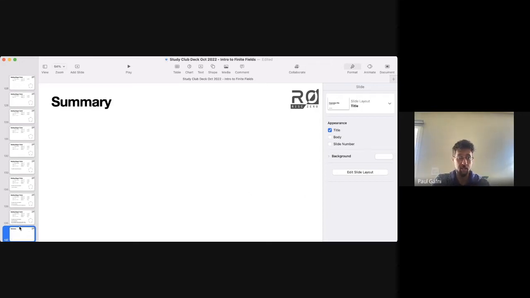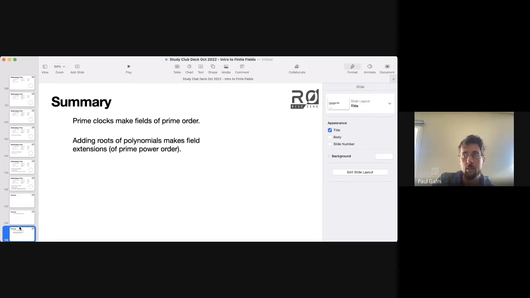So that's the rapid download to an introduction to finite fields and the terms generator and root of unity and field extension and how field extensions relate to polynomials. To really briefly sum up the last hour, prime clocks make fields. If we take some polynomial that doesn't have a solution and throw it in, then we get a field of prime power order rather than of prime order.